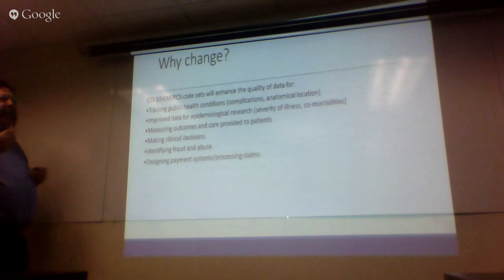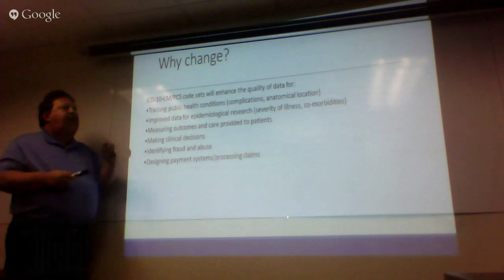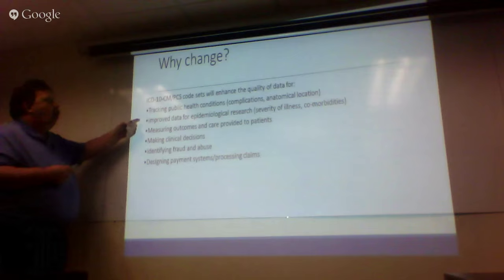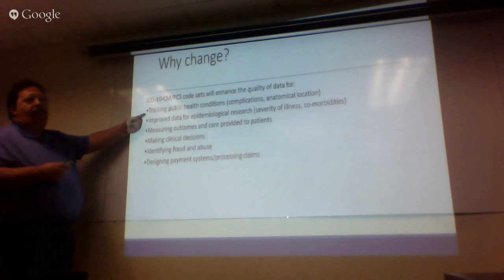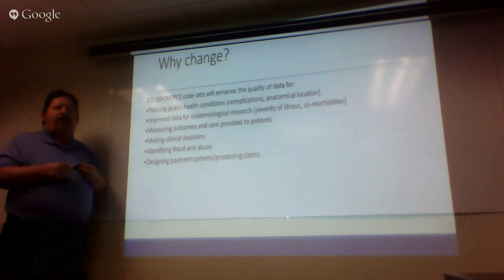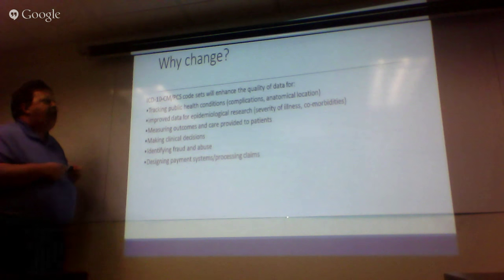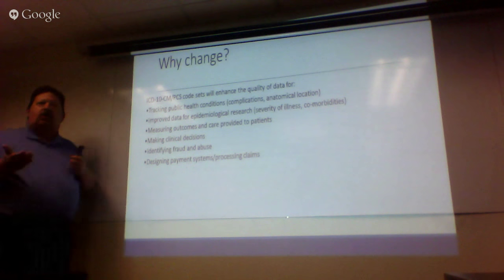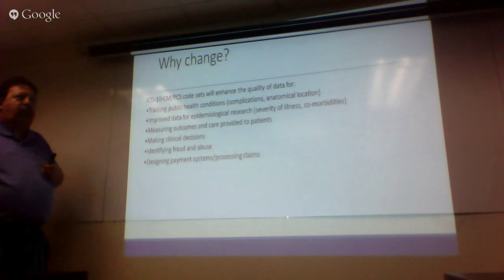The ICD-10 CM and PCS code sets really change the availability and the amount of data that we have. One, tracking public health. In terms of complications, we couldn't track complications well before in ICD-9. We can now. Anatomical location. Old code sets just described a bone broken. They didn't say right or left, upper, middle, lower. They said it's broken. What else do you need to know? Pay the bill.